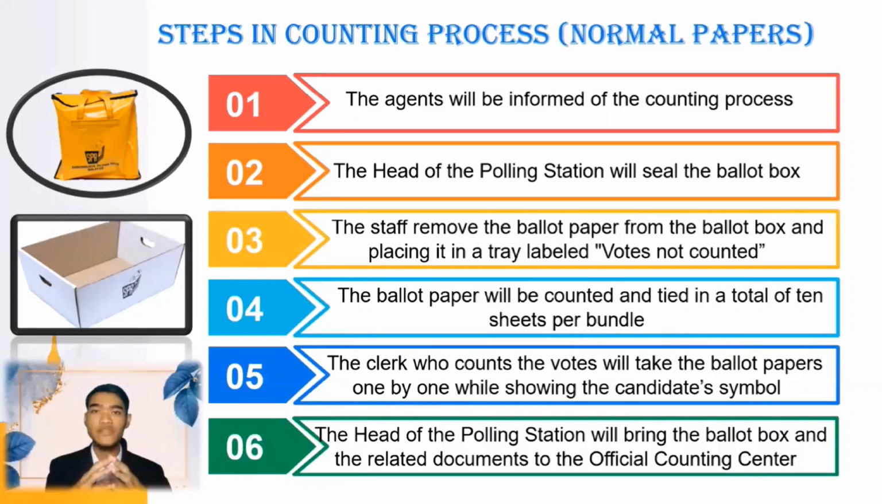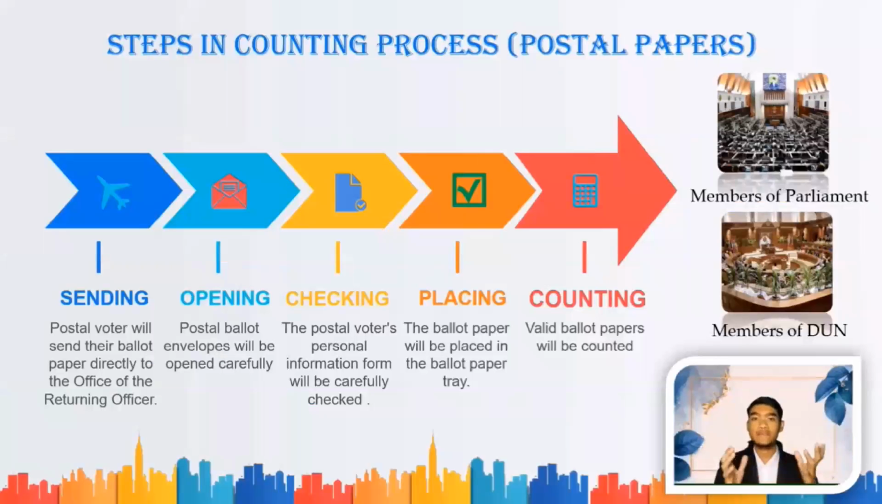Once everything goes smoothly, the head of the polling station will bring the ballot box containing the ballot papers and voting statements to the official counting center. Next, we go for steps in the counting process for the postal ballot papers. Okay, each postal voter will send their ballot paper directly to the office of the returning officer, which is located at their respective constituency. Postal ballot envelopes will be opened carefully only on the official voting day and monitored by voting agents representing their party candidates.